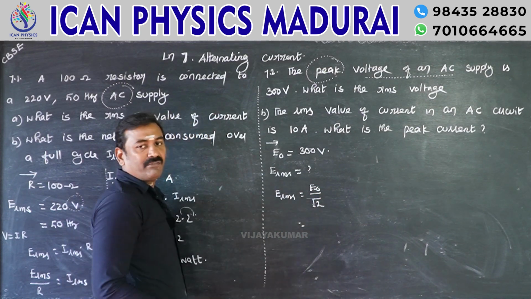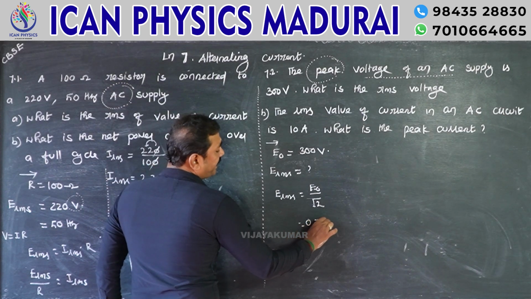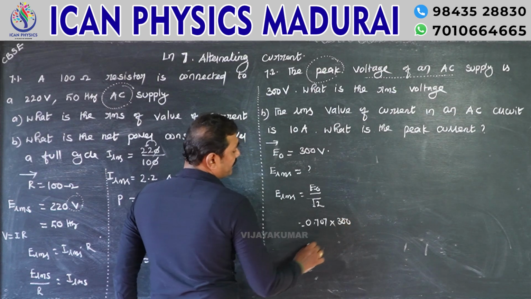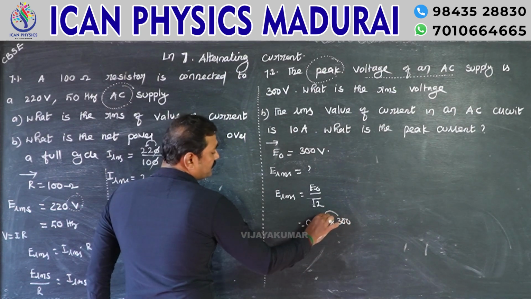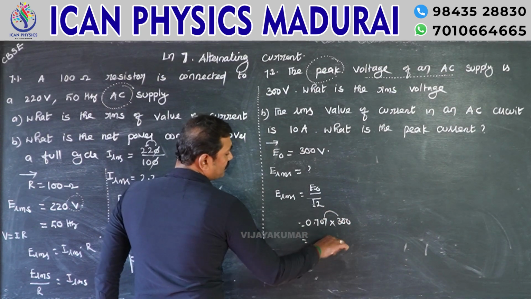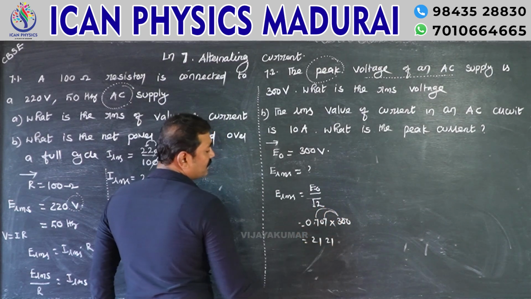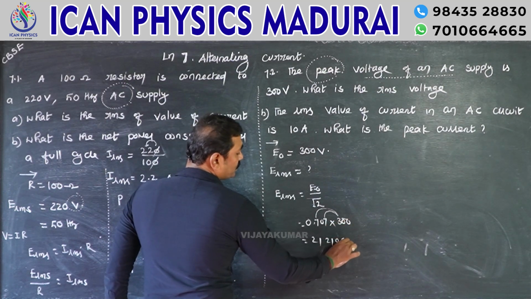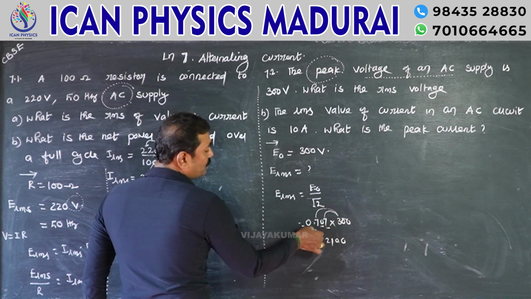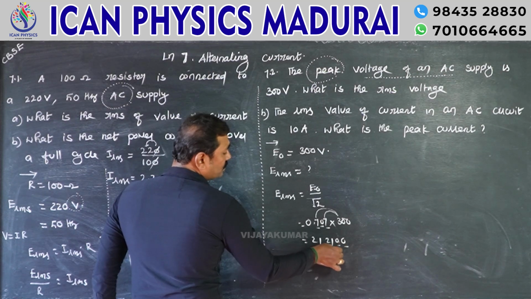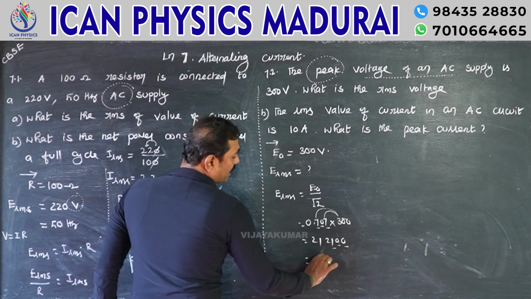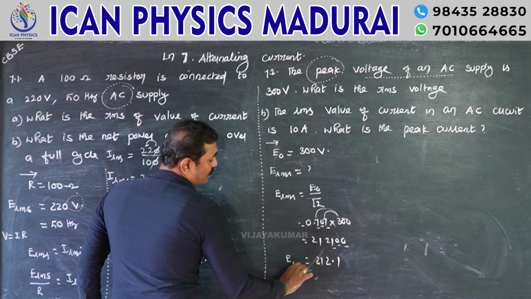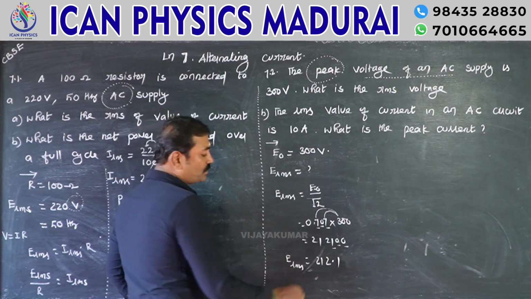So what is the value of 1 by root 2? That is 0.707 into E0. What is the value of E0? 300. Now 3 7s are 21. Here 1, 2, 3 decimal points, so your answer is 212.1. That is the RMS value of voltage ERMS.